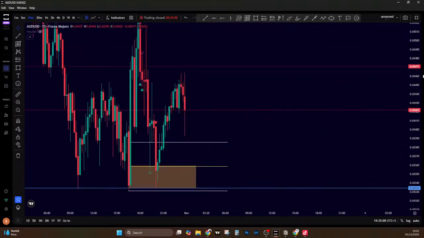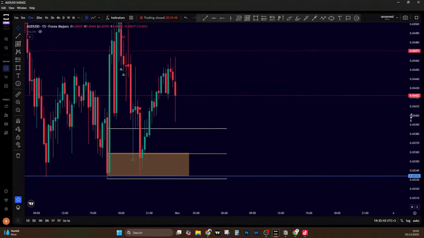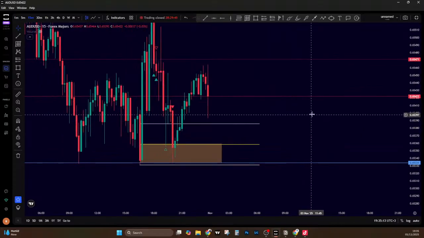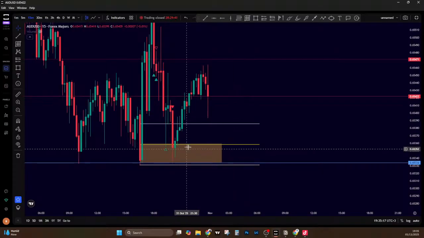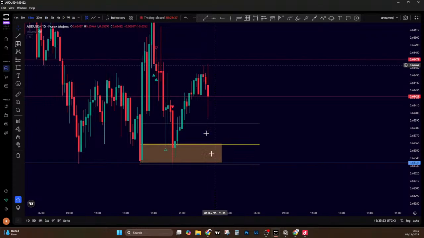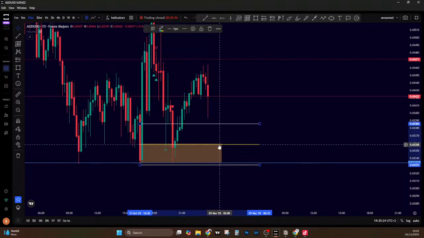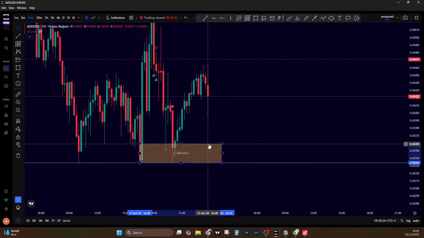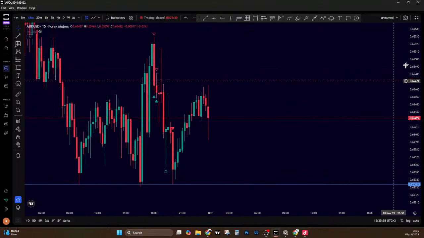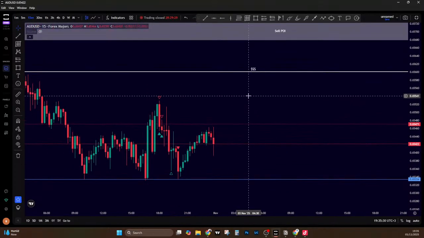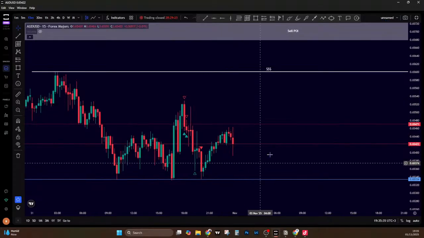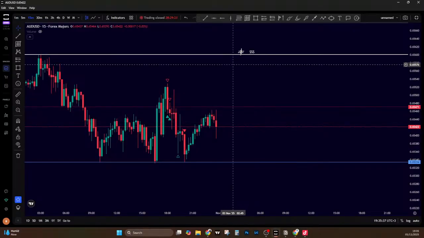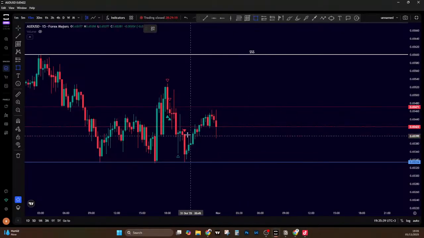So that is where I'll be looking for entries for sales. So where will I be looking for entries for buys? For buys, actually I was already in this buy. If you look at this, the market just tapped to my area and it was just buying. But for me to be safe, I don't think I have. Maybe I look for a retest.